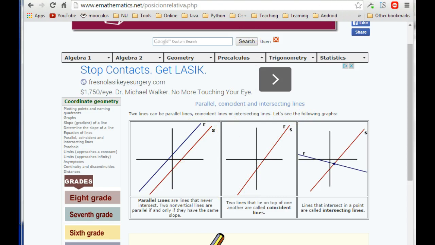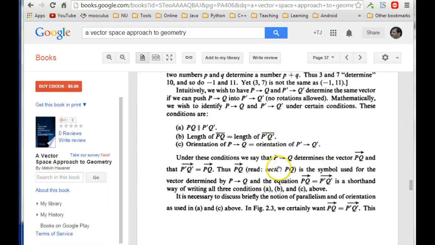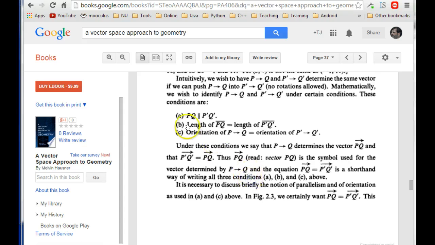So when he says parallel here, he's meaning that to include the case of coincidence. So two coincident directed line segments would be considered parallel.